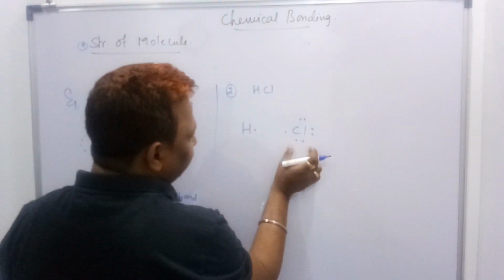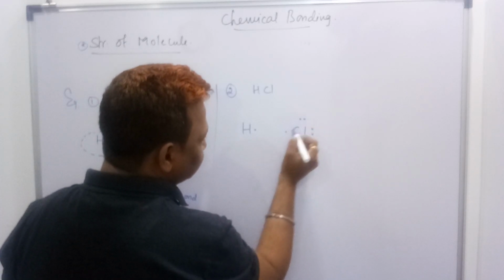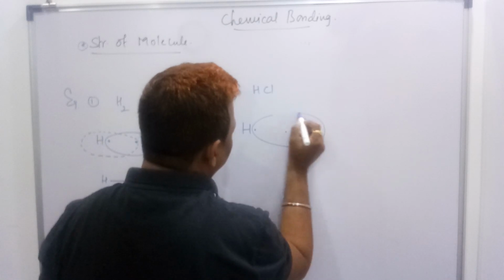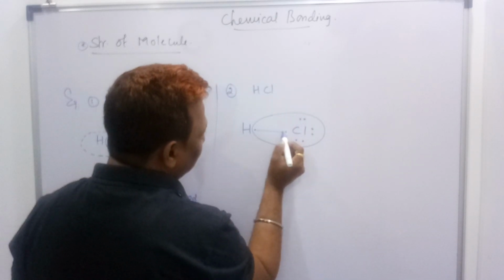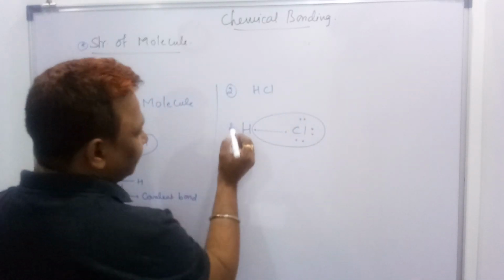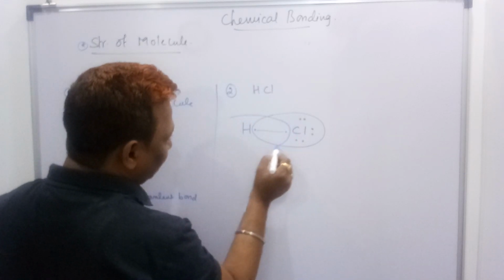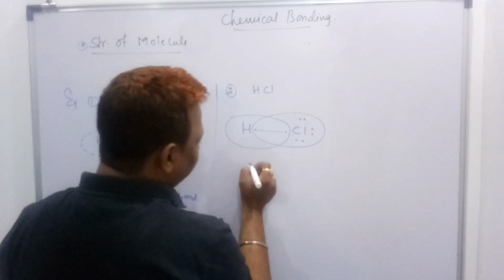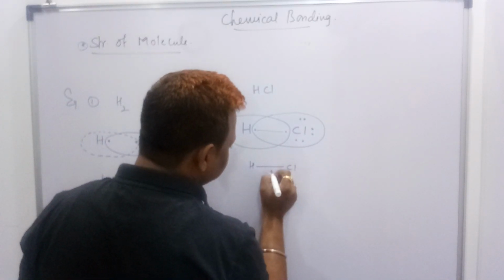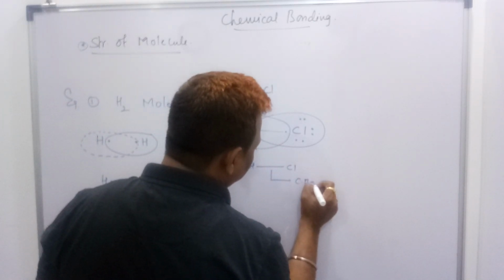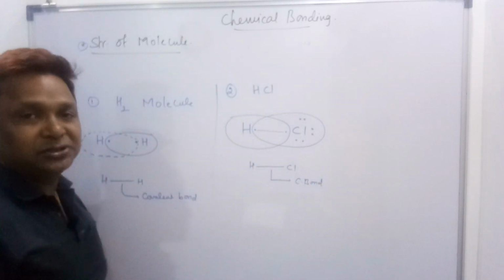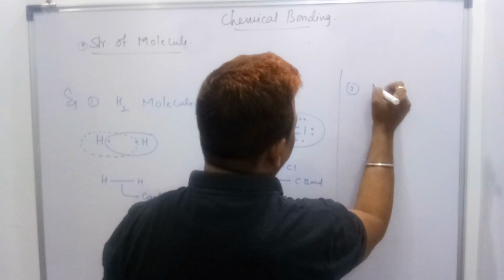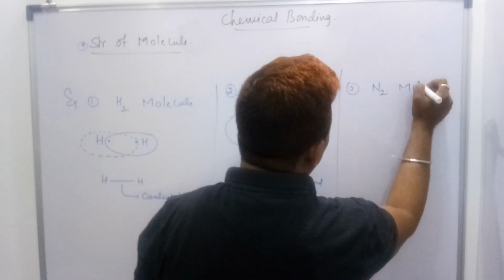Now chlorine is having an octet configuration, 2, 4, 6, 7. So this chlorine is sharing its one electron with a hydrogen, and it will have total how many? 8 electrons. In the same way, this hydrogen also shares its one electron with chlorine and will have duplet configuration. So by sharing, the bond present between hydrogen and chlorine is called a covalent bond, because the bond is formed due to sharing of electrons. Let us check with example number 3 now, that is the nitrogen molecule, N2 molecule.